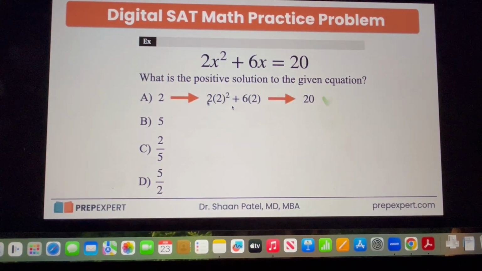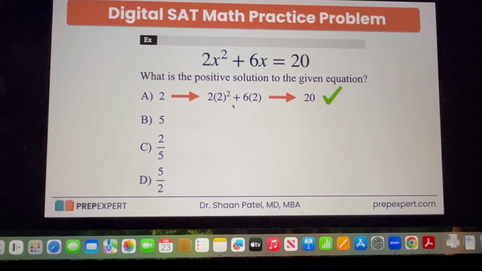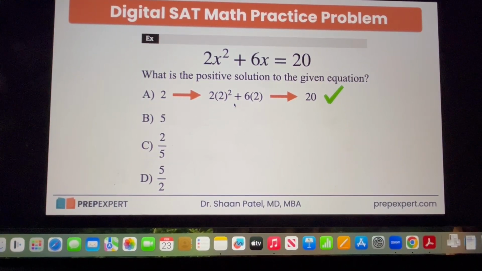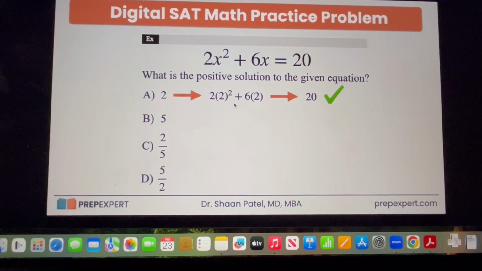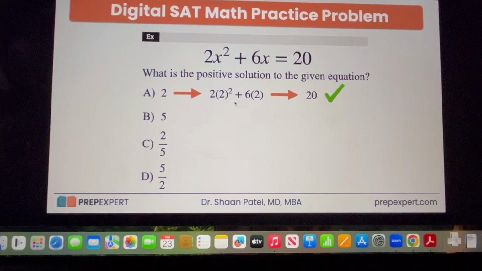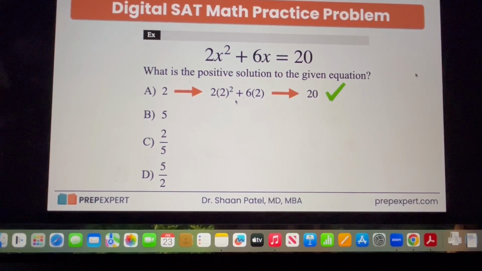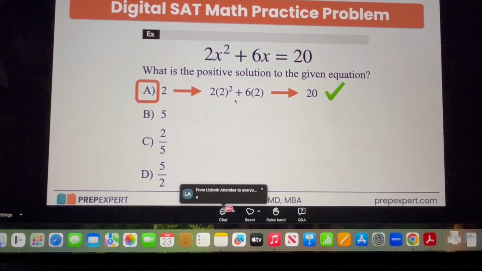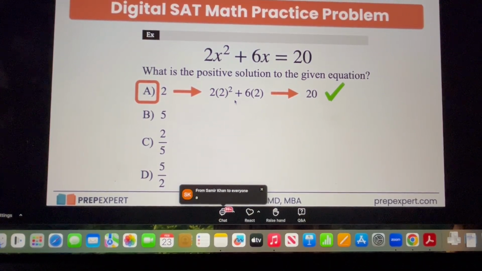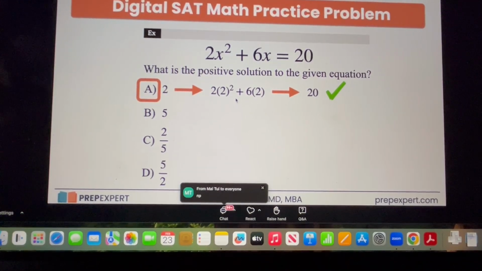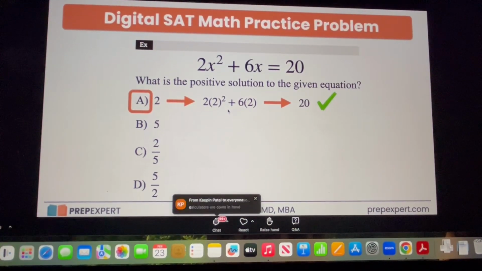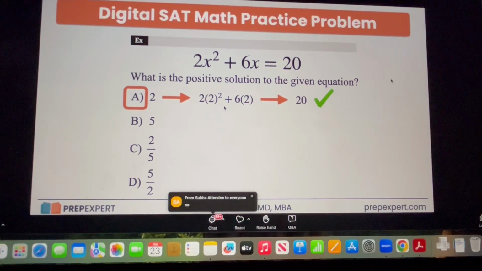If we test answer choice A and we plug in 2 for x, what do you guys notice? Well, 2 times 2 squared is going to be 2 times 4, which is 8, plus 6 times 2, so 8 plus 12 gives us 20. So what's our answer here, guys? A. Did we use any algebra to solve this question? Did anyone use algebra here? Did we use any algebra? No, we did not.